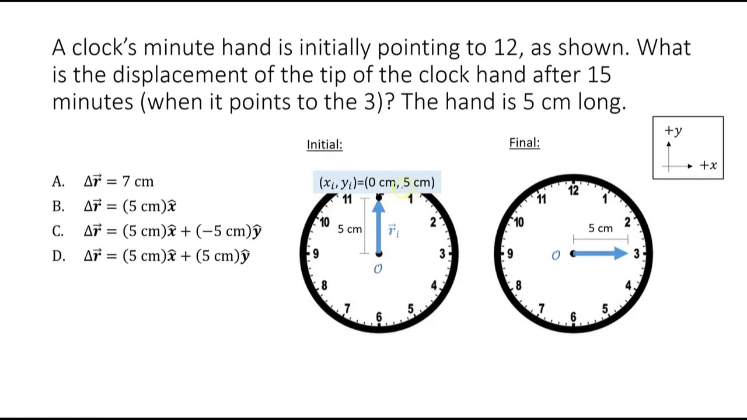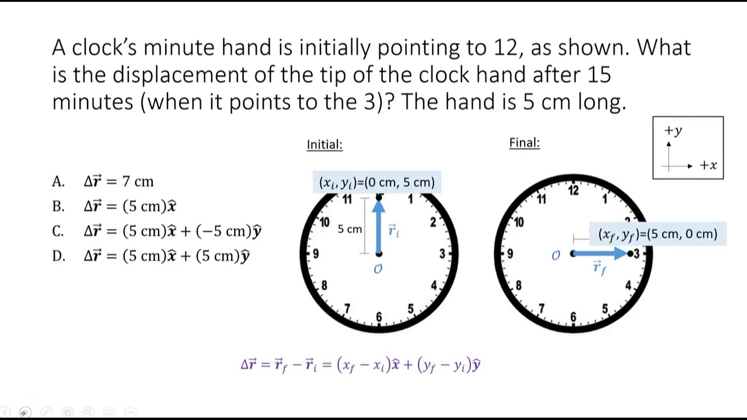And then at 5 centimeters in the y direction, because we know the length of the clock hand is 5 centimeters. Okay, so my initial position is going to be at 0 centimeters in the x hat direction and 5 centimeters in the y hat direction. All right, how about our final position of the tip of that clock hand? Well, it points to the point that's all along the x-axis, right? So it's going to be 5 centimeters along the x-axis and 0 centimeters along the y-axis. So in other words, x final is 5 centimeters and y final is 0.